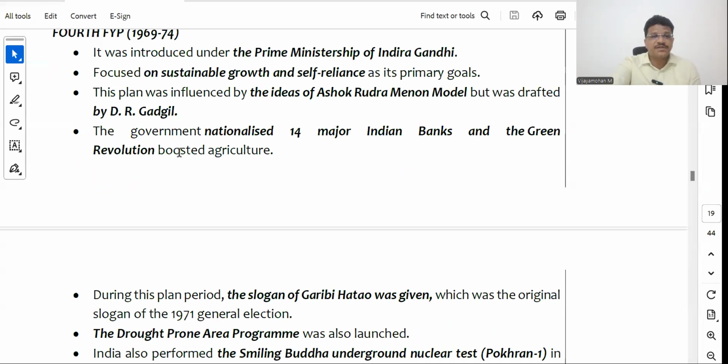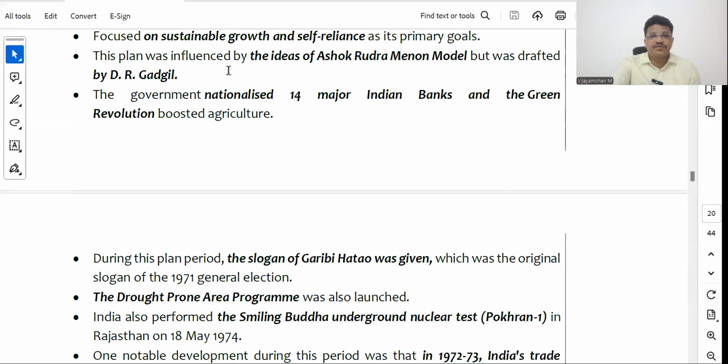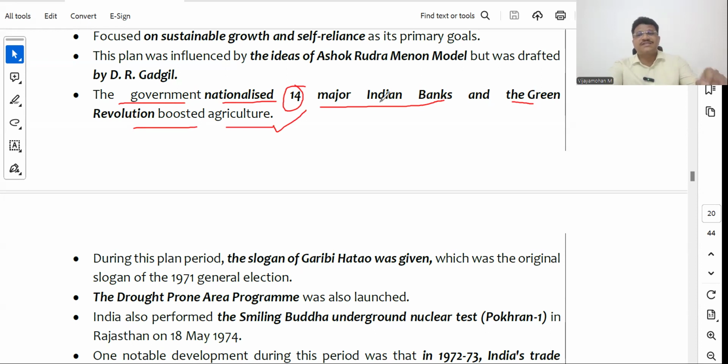Okay, next. During the fourth 5-year plan, the government nationalized 14 major Indian banks and the Green Revolution boosted agriculture, right? So just try to remember these are the significant events that happened during this plan.